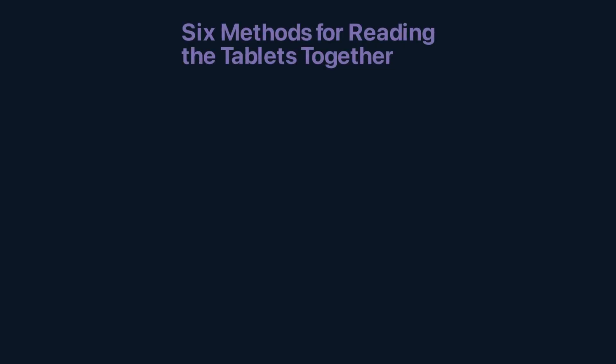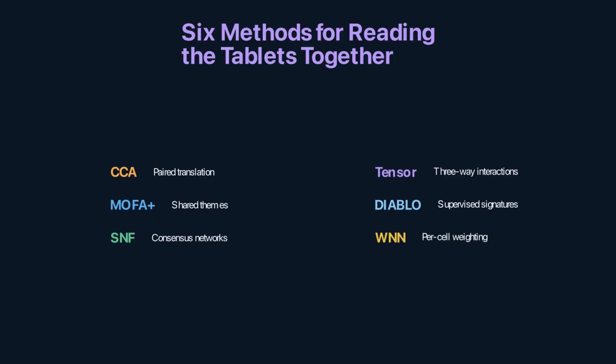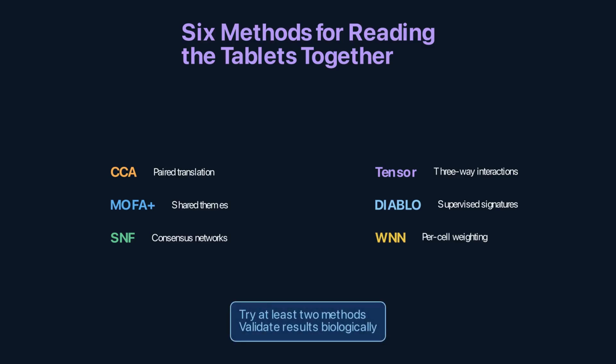6 methods for reading the tablets together. MOFA+ for shared themes. Similarity network fusion for consensus networks. Tensor decomposition for 3-way interactions. DIABLO for supervised multi-omics signatures. Weighted nearest neighbors for per cell adaptive weighting. And the discipline to ask, is integration actually helping? Every multi-omics study should try at least 2 methods and validate the results biologically.